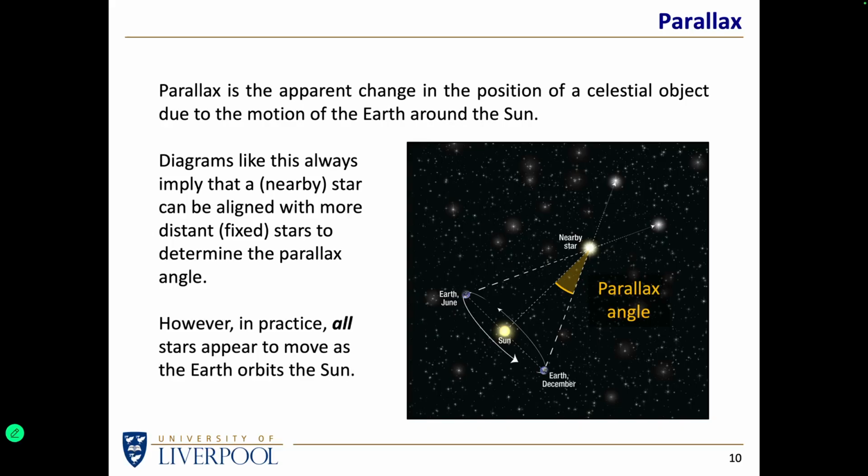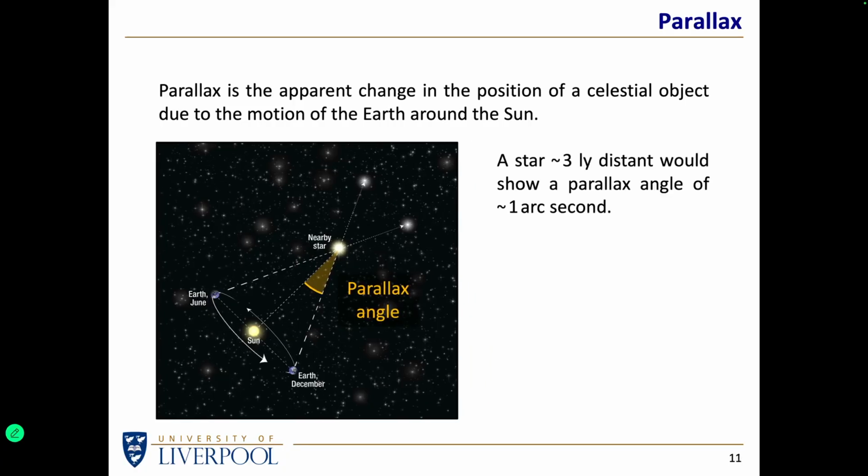But it's not simply a question of seeing how nearby stars move, apparently, compared to more fixed stars, because all the stars in the sky will appear to move as the Earth orbits the Sun. There's no such thing as a fixed star. Some stars are close, some stars are more distant, but they will all appear to move.